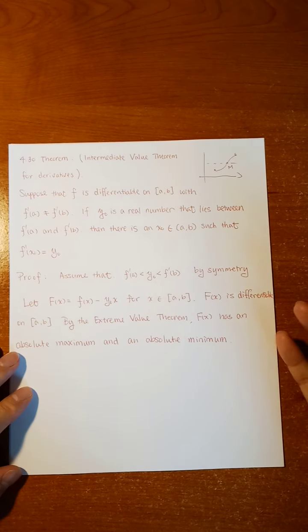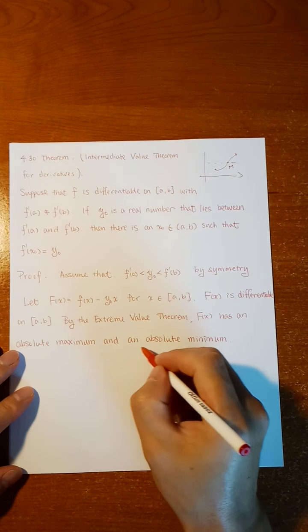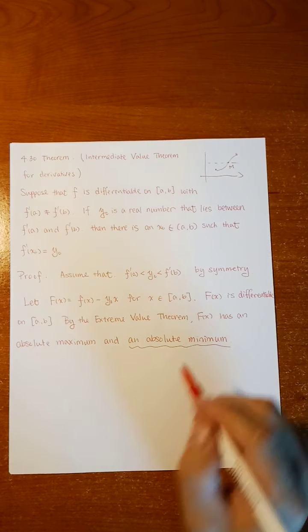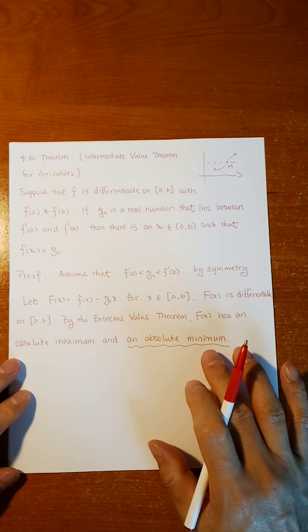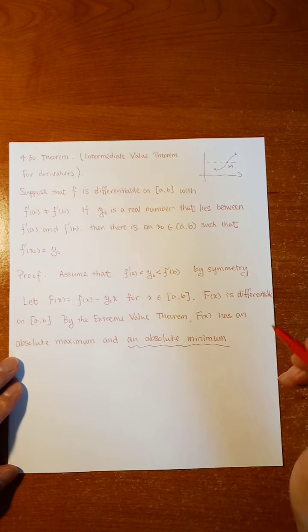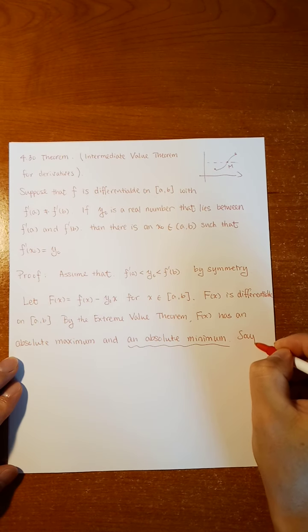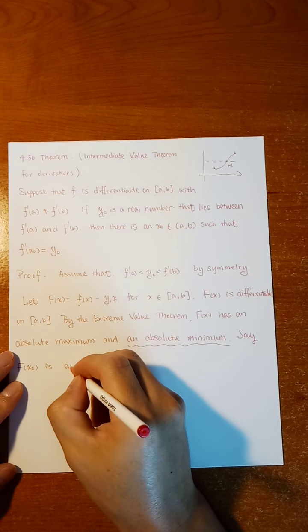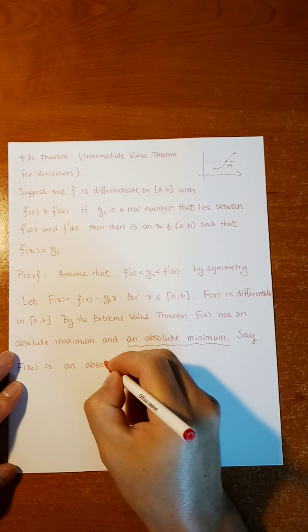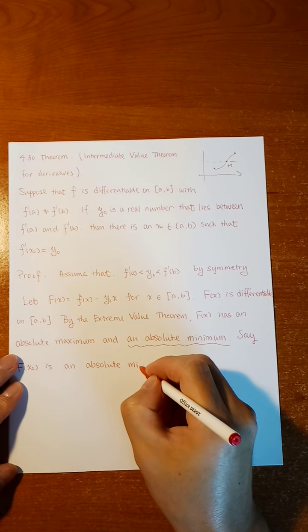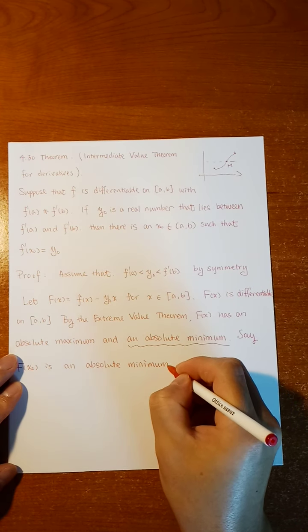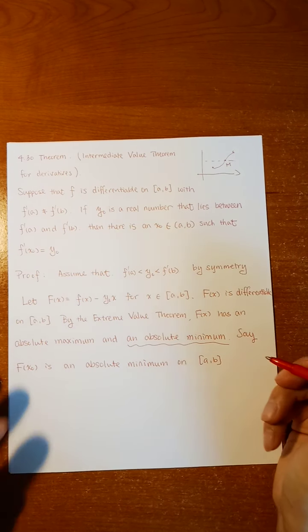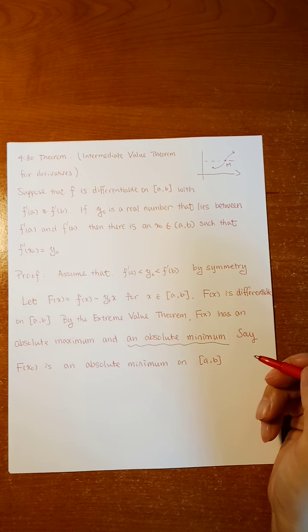Okay, extreme value theorem. Now let's talk about this absolute minimum. We will see why we select the absolute minimum, not the absolute maximum. Say capital F of x0 is the absolute minimum on the closed interval [a, b].